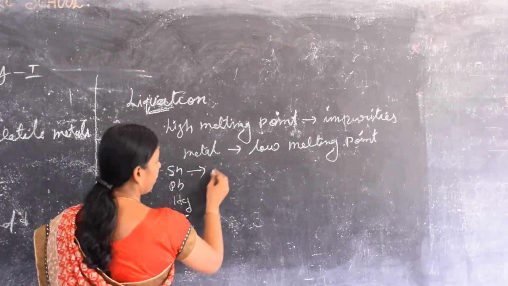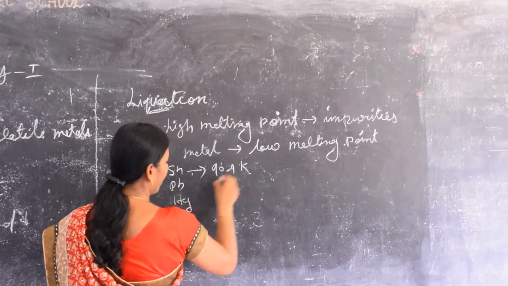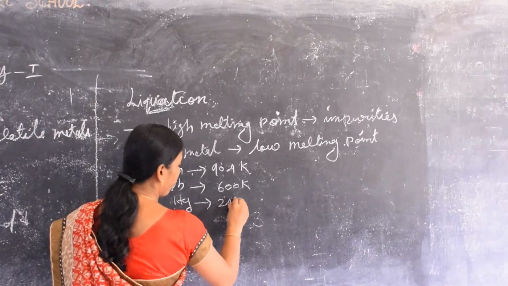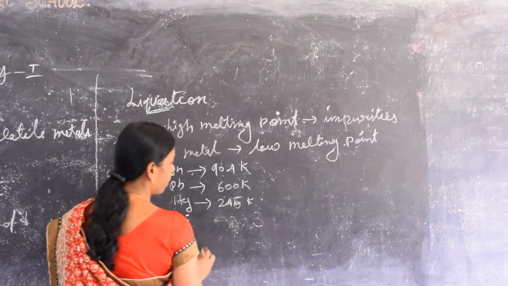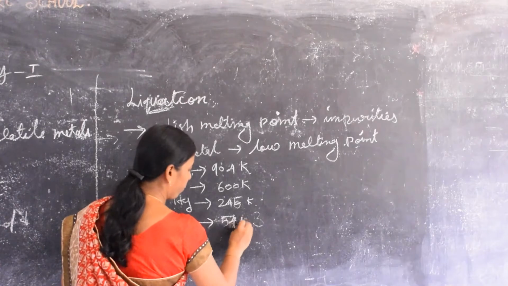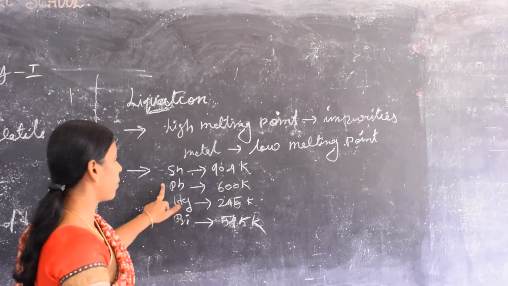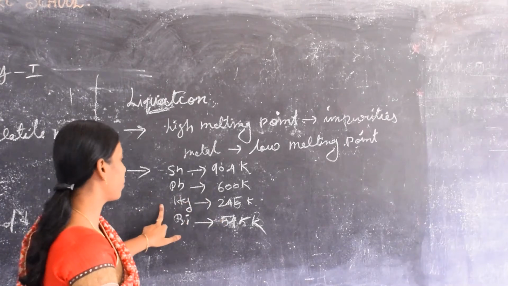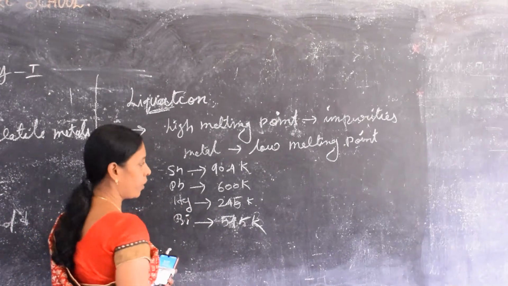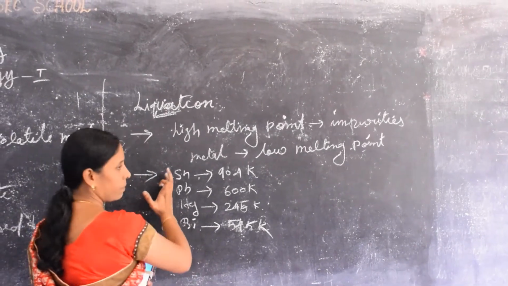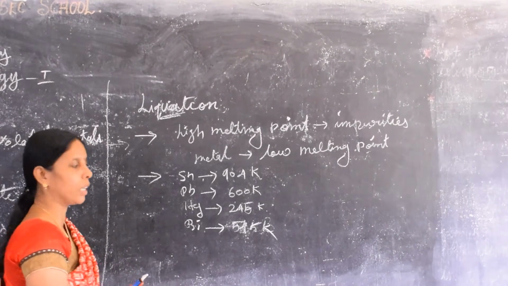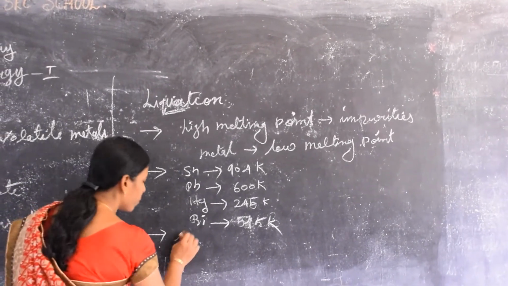Tin melting point 904 Kelvin. Bismuth 600 Kelvin. Mercury 245 Kelvin. So for tin 904, bismuth 600, and mercury 245 Kelvin. In this method, these metals are first heated to convert them to fusible liquids.